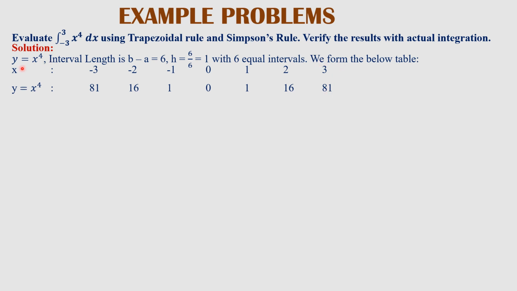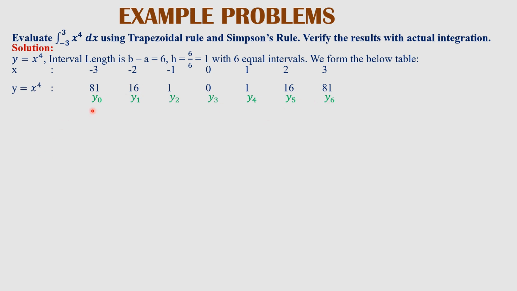So with the help of this table, we are going to start with the trapezoidal rule. And before that, we'll name the ordinates. This is the first ordinate, second ordinate, third ordinate, 4, 5, 6 and 7. So 7 ordinates are there. Let us name the first ordinate of y as y0, the second ordinate of y as y1, similarly up to y6.